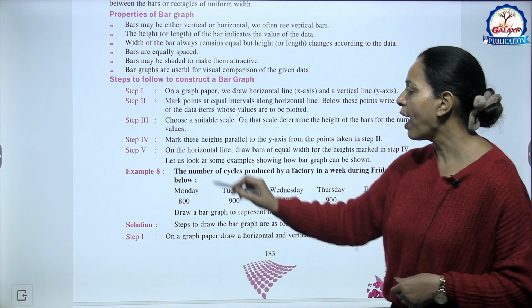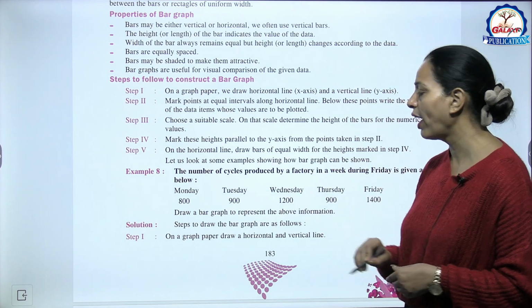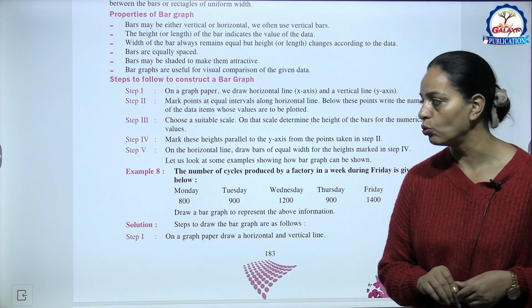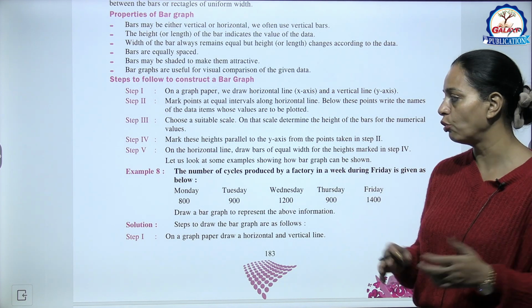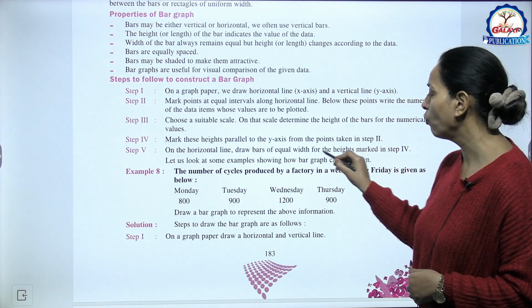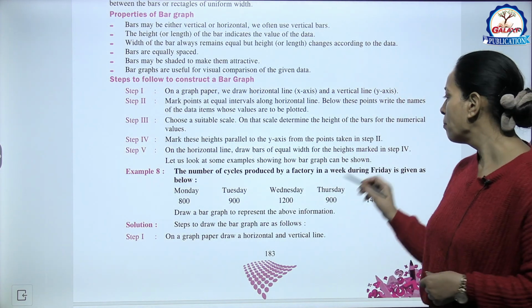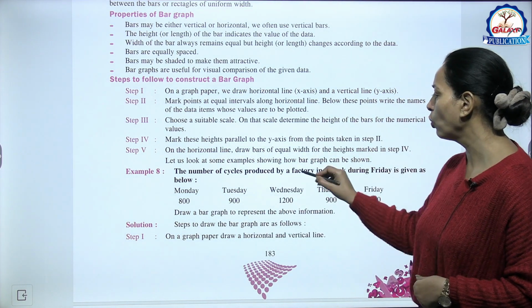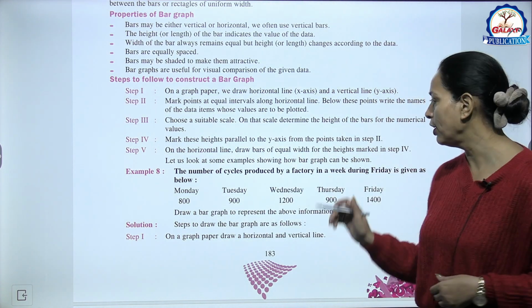Step 4, mark these heights parallel to the y-axis from the points taken in step 2. जब आप करेंगे, it would be clear to you. Then step 5, on the horizontal line, draw bars of equal width for the heights marked in step 4. So let us look at some examples showing how bar graph can be drawn.